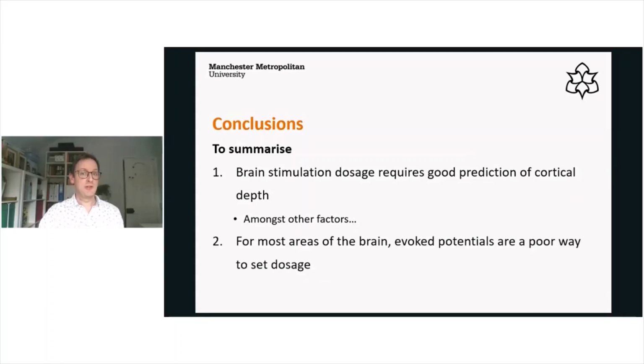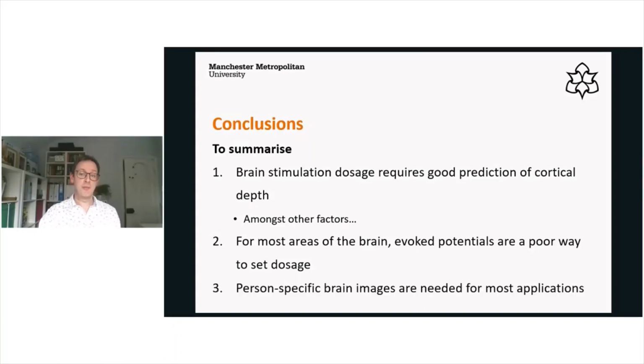But the way we typically do TMS experiments, which is to find the stimulator output required to generate a motor evoked potential and then set dosage as a percentage of that, actually is not a good way to do it, I think. I think this is what the data here is saying. So motor evoked potentials and visual evoked potentials, or phosphines, are not a good way to set dosage.